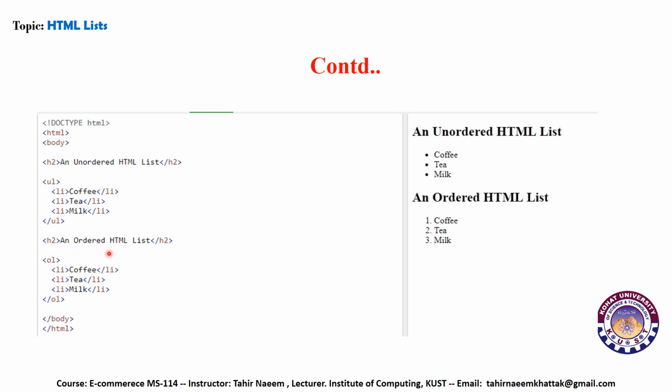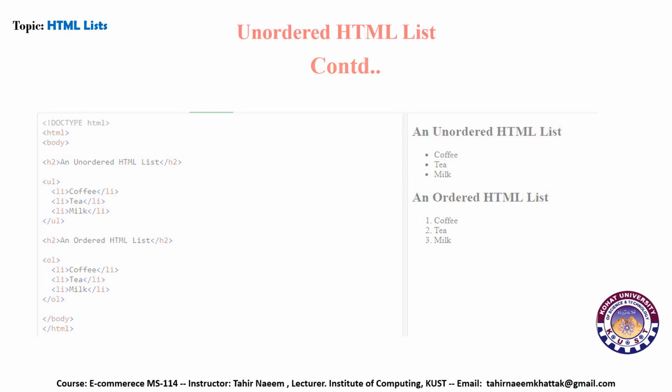While in the ordered HTML list, look here, OL, which is the ordered list. Here list item coffee, list item tea, list item milk, and here I have closed every list item. So here I have closed the whole list. Look here, 1 2 3. So it's properly numbered items, because sometimes we need no numbering, while sometimes we need numbering for the list. We will discuss it later in the slides.